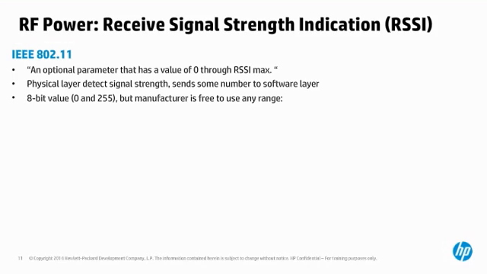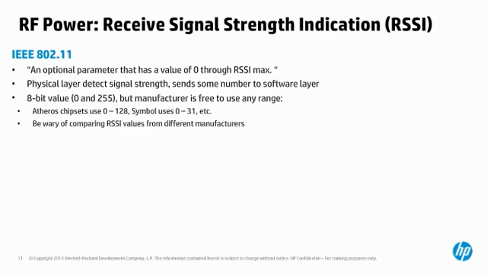Some symbol devices have used between 0 and 31, etc. Since the standards body did not dictate exactly how this is to be done, you must be wary of comparing RSSI values reported from different manufacturers' products. Practically speaking, the software must receive whatever value the hardware provides and convert that to something useful.